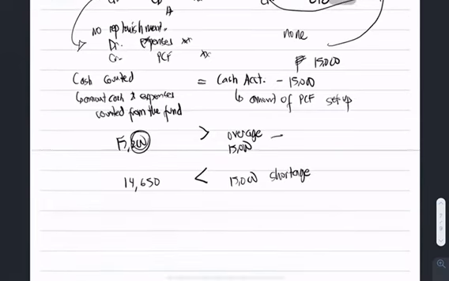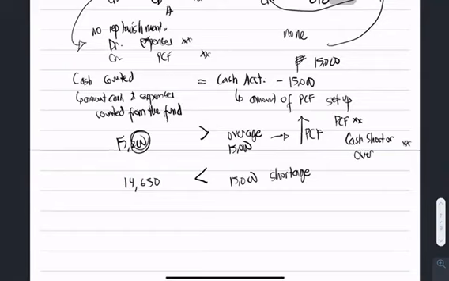So, if there is an overage, ibig sabihin, mas mataas yung ating petty cash fund. So, what should be our entry? Mas mataas daw yung petty cash fund mo. So, ibig sabihin parang nadagdagan yung cash mo. So, your entry is debit, petty cash fund, and you credit cash short or over account. The cash short or over account is a temporary account. Why is it a temporary account? Because later on, we try to learn whether the cash shortage or overage should be attributed to the entity or not.